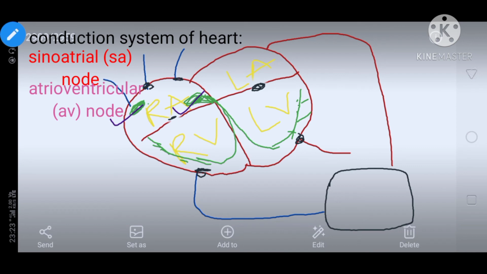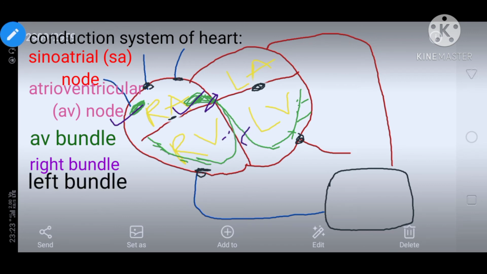From the AV node there is origin of the AV bundle. The AV bundle then divides in the interventricular septum into right bundle and left bundle. These bundles give origin to the Purkinje fibers. The Purkinje fibers are located along the ventricular musculature.